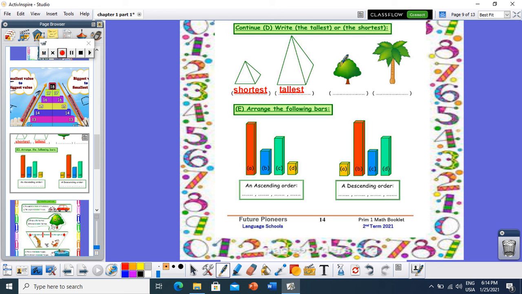Here I have that tree. Is it shortest or tallest? That tree is shortest. Excellent. And this one is tallest. Great job. Now arrange the following bars.